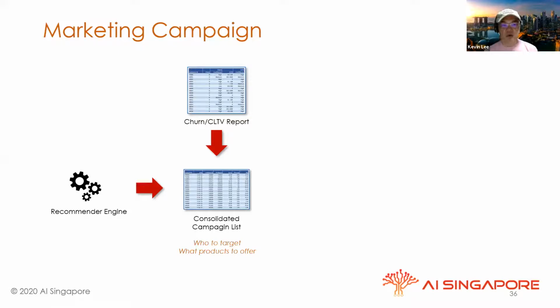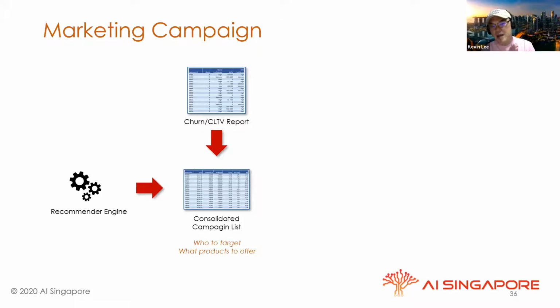Then you combine with the churn and CLTV report, the customer lifetime value report that you have generated in use case 2. Combine these two. If there are specific customers that you want to pay special attention to, you would use this recommender system to come up with the kind of products that you want to push to them. Then you combine what kind of marketing that you want to throw on top of it, and what kind of messages would be suitable for that particular customer.